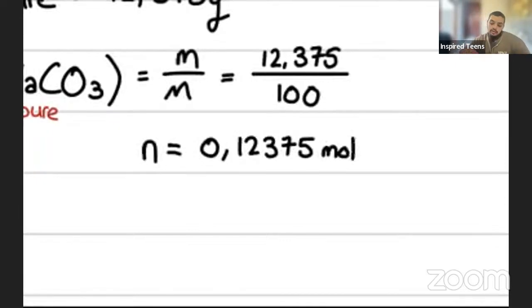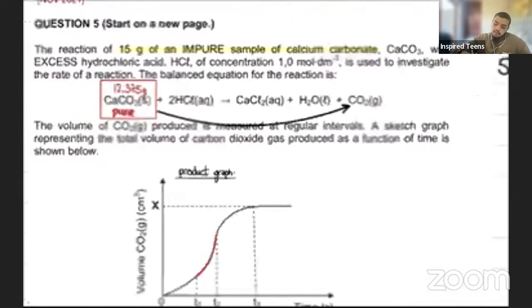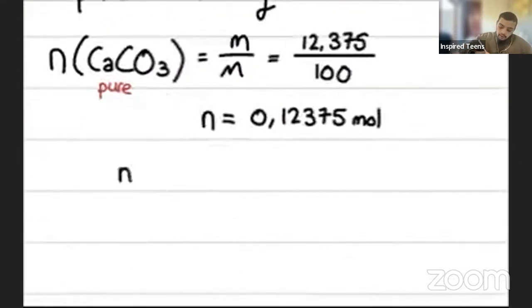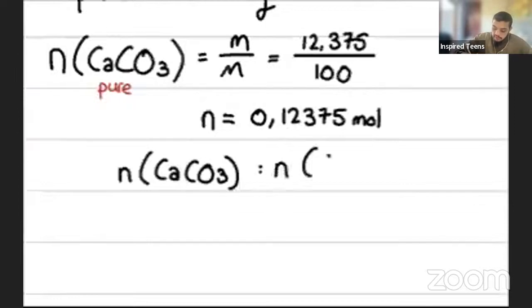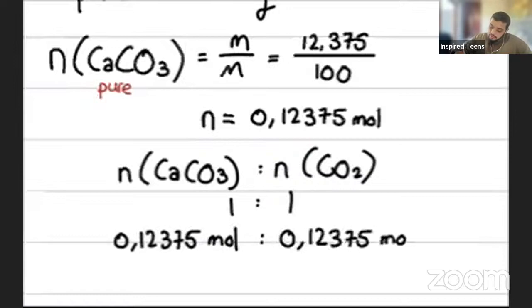Okay, so the moles of CaCO3 that reacted is now this. We converted the mass to moles. Now we can compare the moles of CaCO3 to the moles of CO2, and we know that it's a 1-to-1 ratio. So 0.12375 moles is to 0.12375 moles. They have the same moles.